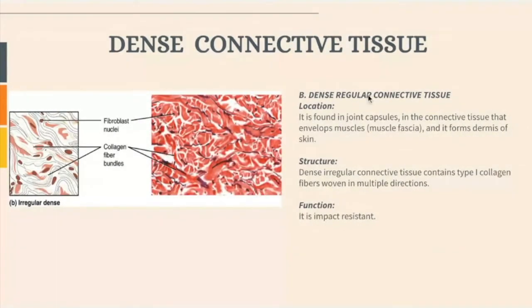And the irregular connective tissue is found in the joint capsule and in the connective tissue that envelops the muscle. It also forms the mist of skin. The irregular structure also contains type 1 collagen fibers woven in multiple directions. For regular, it is in the same direction, but collagen fibers here have different multiple directions, like accumulated. And it is impact resistant.